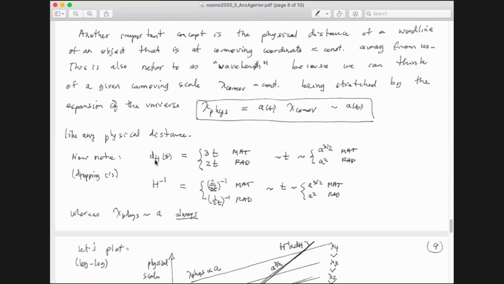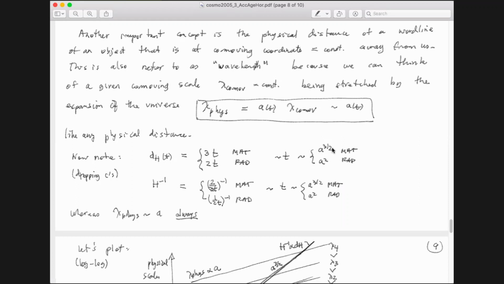Now, let us write it down. dH, horizon size, means the physical size of the universe, the causal universe. Beyond that, we don't interact. It's 3ct in matter dominated, 2ct in radiation dominated, where c is 1. Now, if you write t in terms of scale factor, how much will it be for matter dominated era? A goes as t to the power 2 by 3, so t goes as A to the power 3 by 2. So I'm now finding the horizon size as a function of scale factor by substituting t as a function of A.